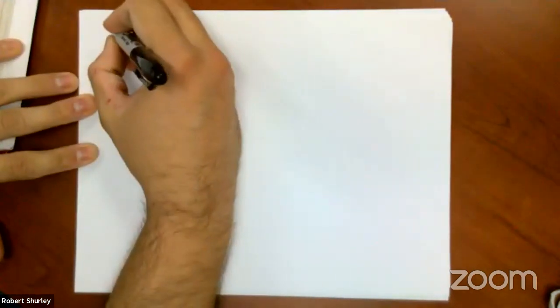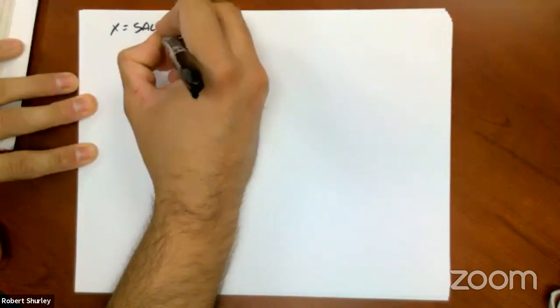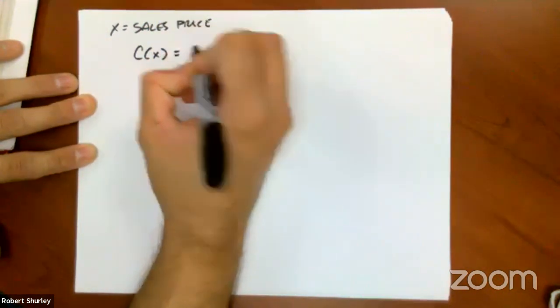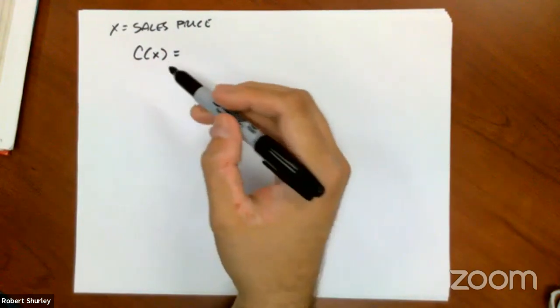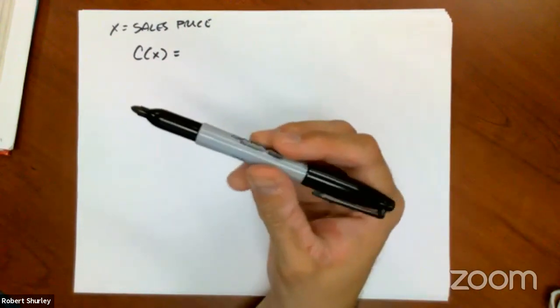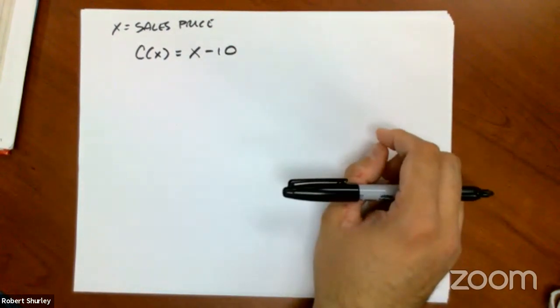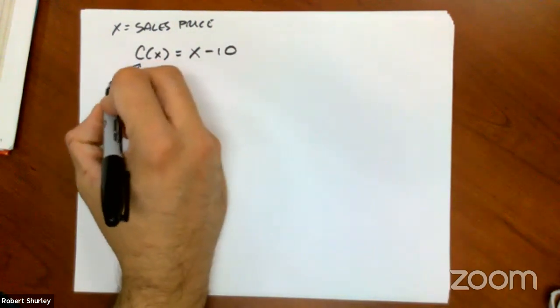So let's look at a math example we've all probably done at some point. I call this the coupon example. Let's say we go to a store and we've got a coupon, let's say a $10 off coupon. So X is going to be the sales price. The coupon function gives us the price after the coupon. So let's say we've got $10 off: X minus 10. This is the coupon function.